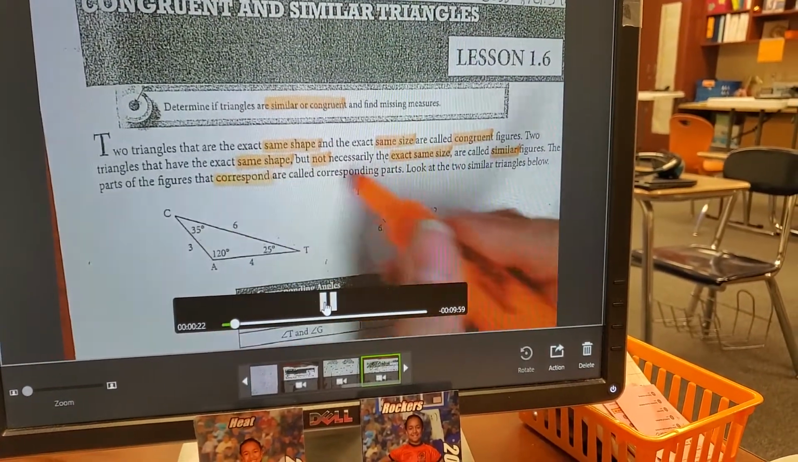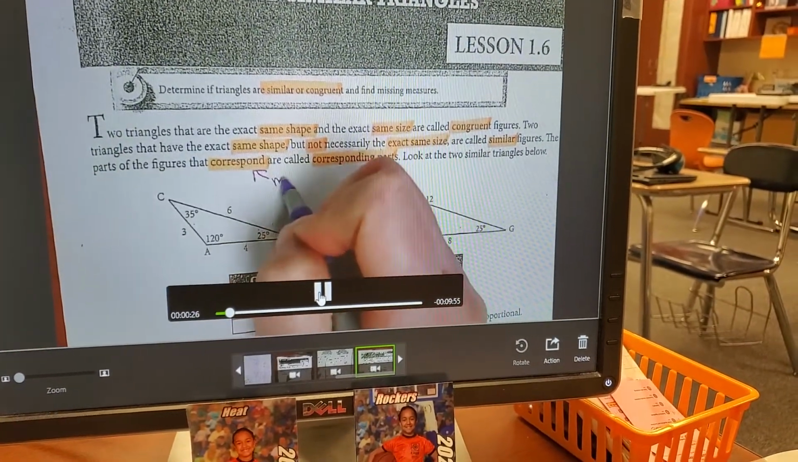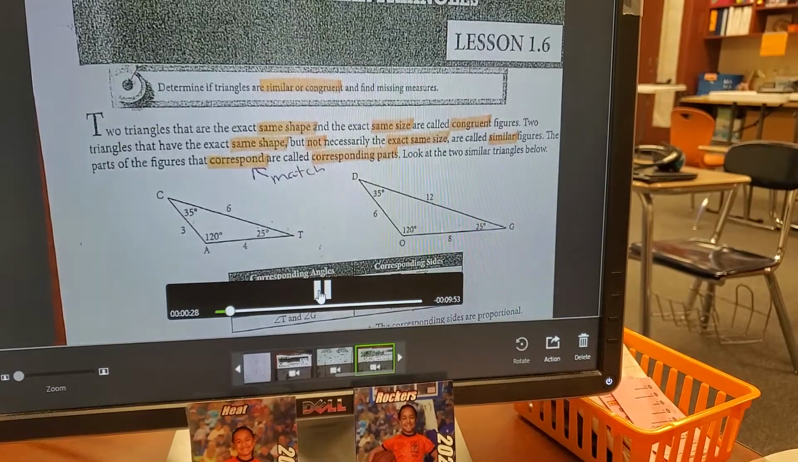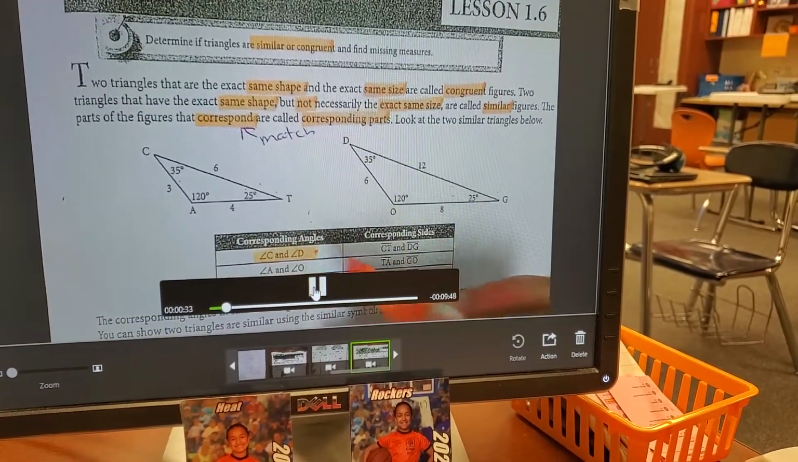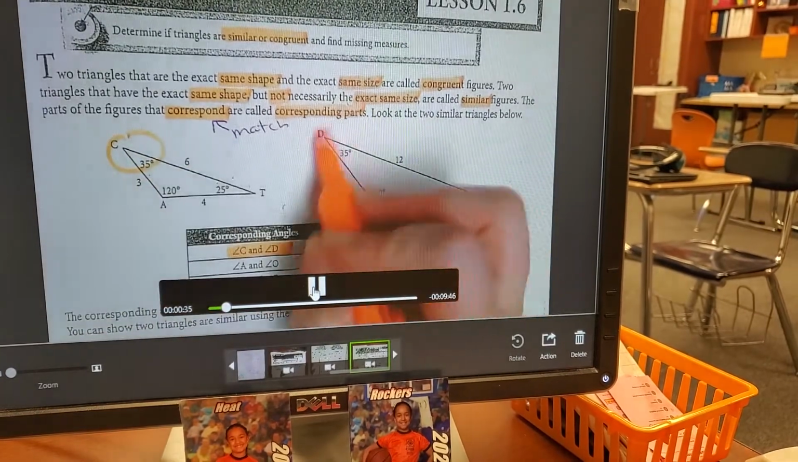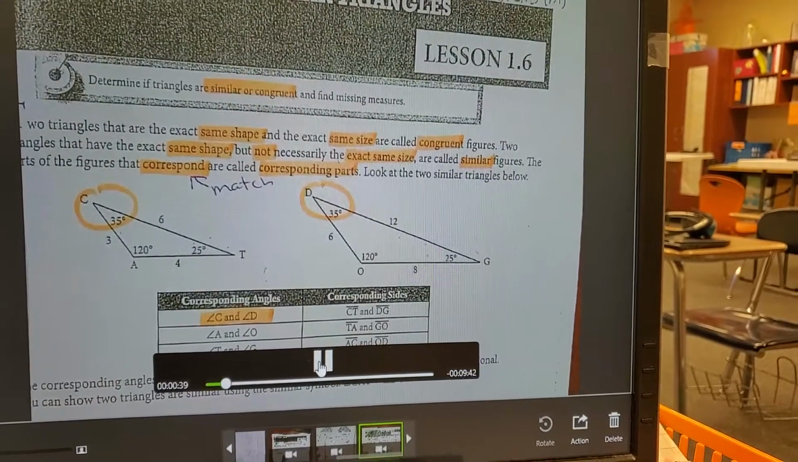The parts of the figures that correspond are called corresponding parts. Remember, correspond means that they will match up. So here we have two triangles. They both look like they're scalene, and we're going to compare their angles. Angle C corresponds with angle D, both being 35.